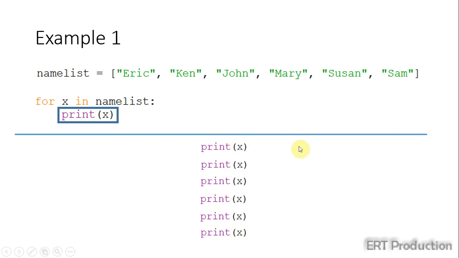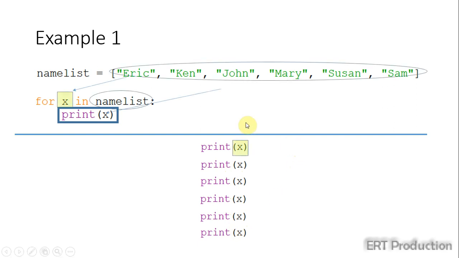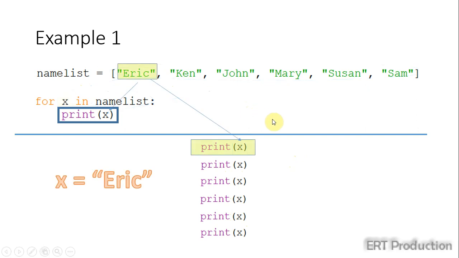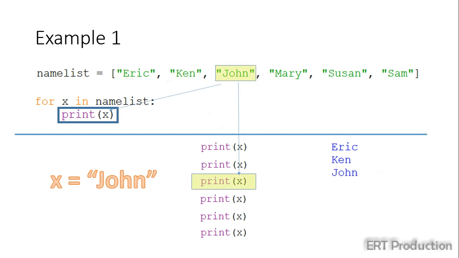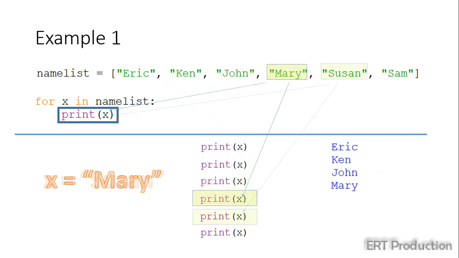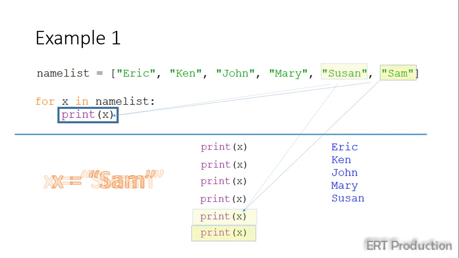For each iteration, we will assign one element in the list to this variable X. For the first iteration, X is Eric, and the output is Eric. For the second iteration, X is Ken, and the output is Ken. The iterations will continue for each element. And therefore, by using this for loop, finally, we have printed out each element in the list.